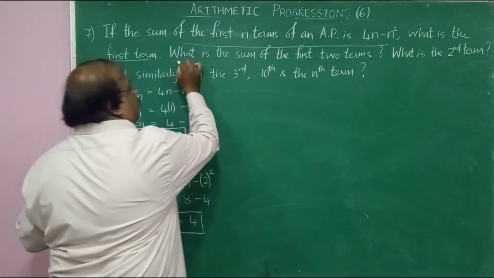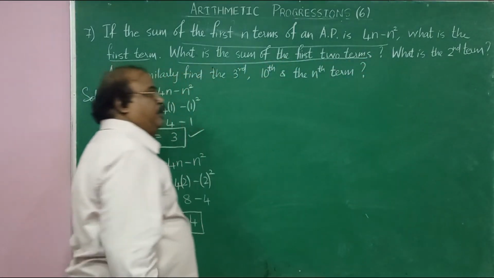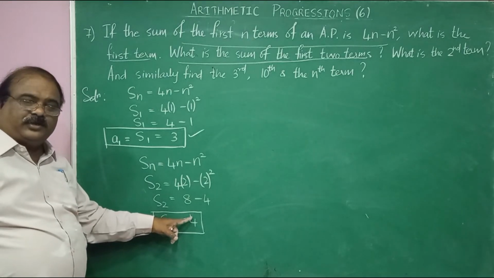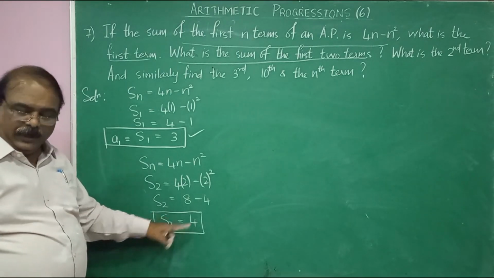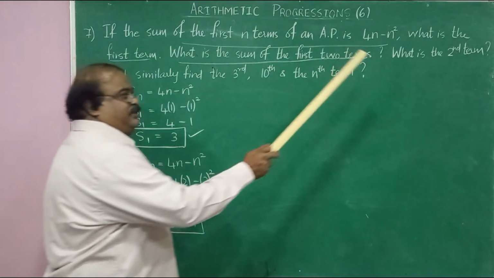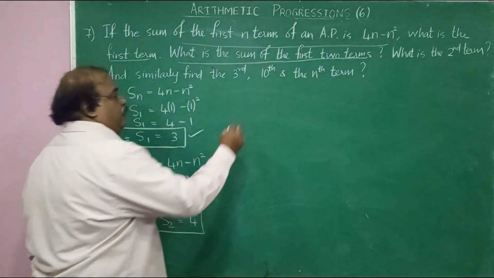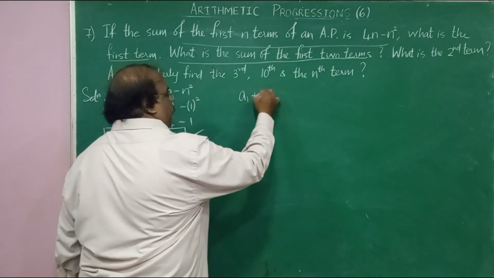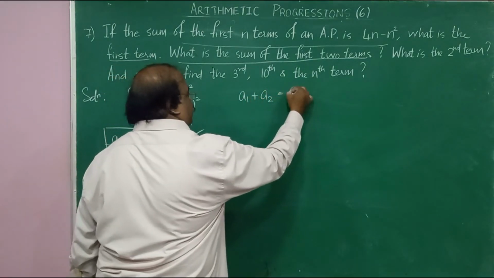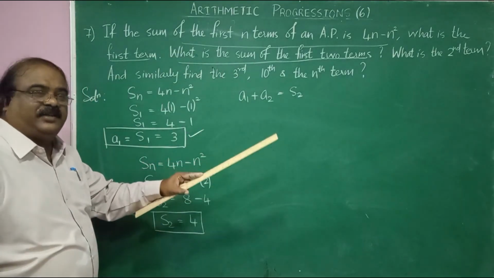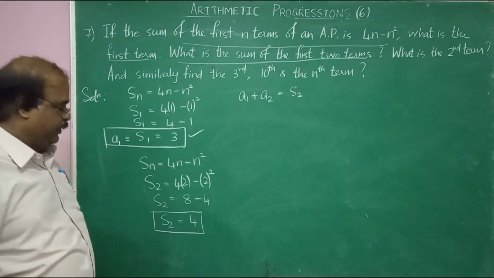I asked you what is the sum of the first two terms. This also I have found out. The sum of the first two terms is 4. Now what am I asking you? What is the second term I am asking you? We know that A1 plus A2 is equal to S2. What is the meaning of S2? First term plus second term. What is S3? First term plus second term plus third term.